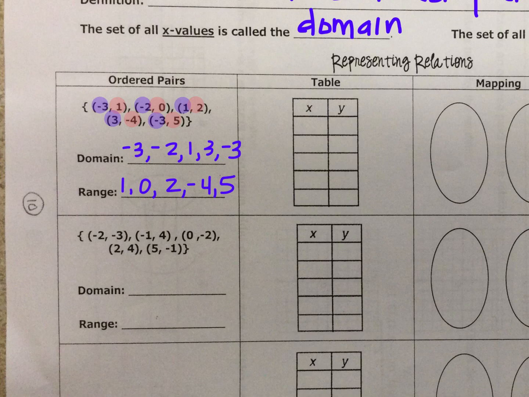To put that in the table, I just write each one in. -3, 1, -2, 0. I'm just writing each of these coordinates. 1, 2, 3, -4, -3, 5.